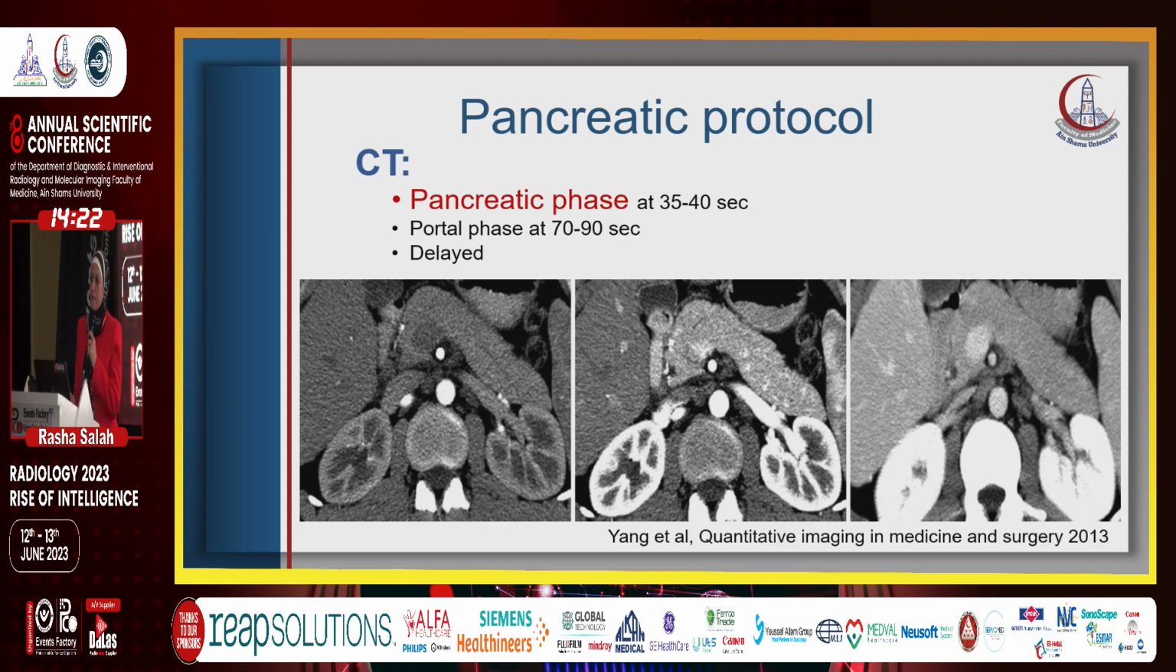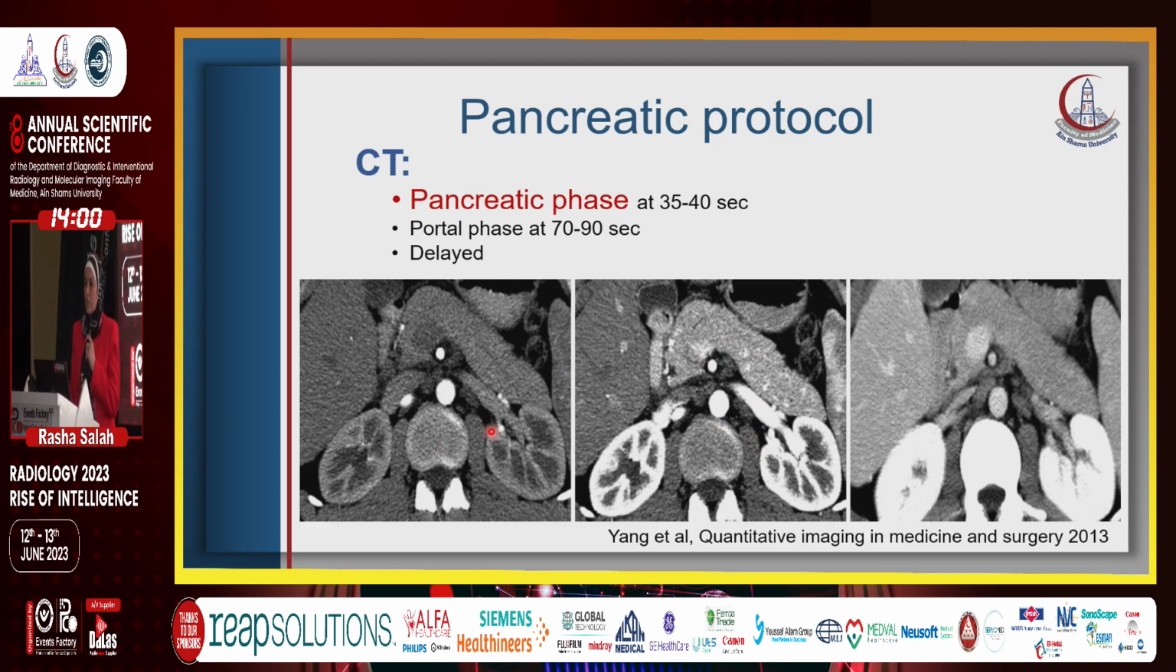Why is this phase critical? Because as we can see over here in the middle image, this is the pancreatic phase. Here, the pancreas shows maximum enhancement of its parenchyma because the pancreas is a glandular tissue, so it shows intense enhancement. But this enhancement appears only in this pancreatic phase.